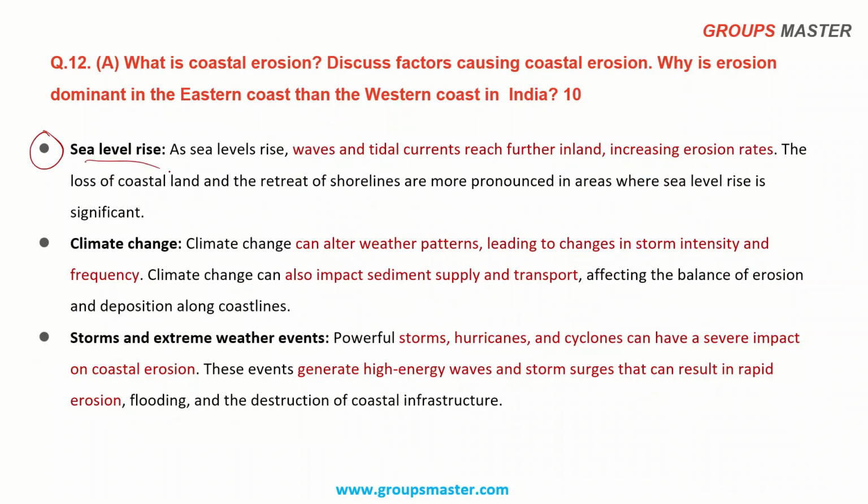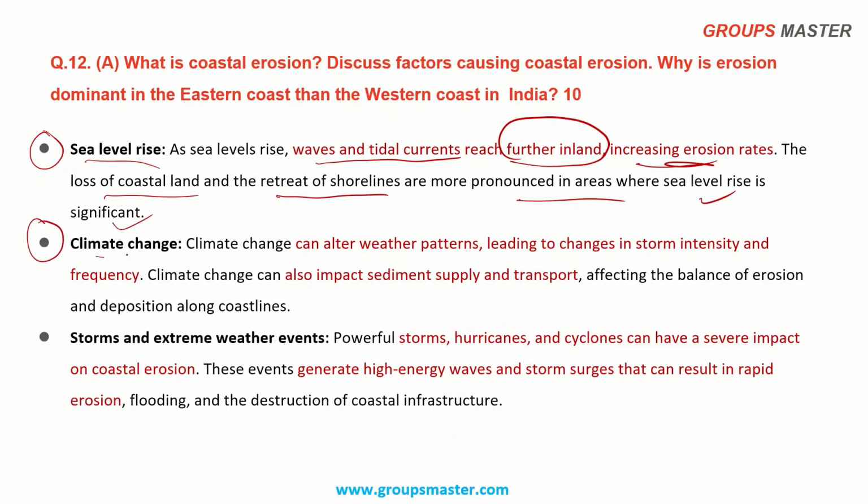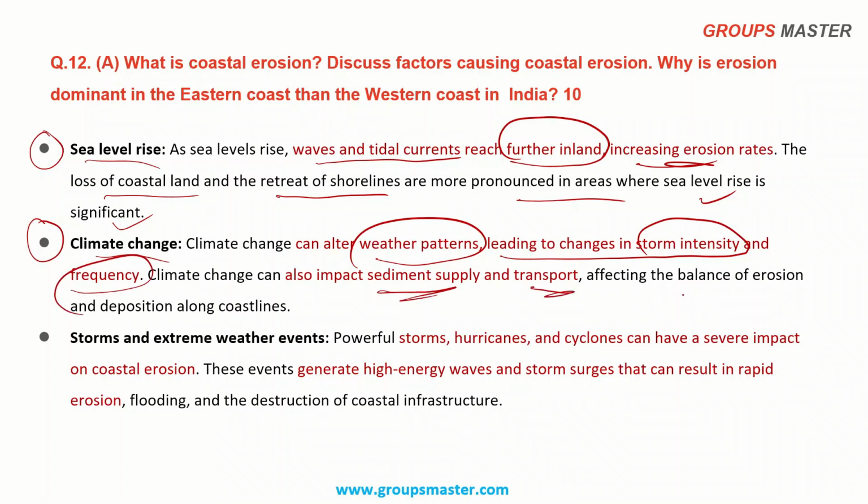Next important factor is sea level rise. As sea level rises, the waves and tidal currents can reach further inland, increasing the erosion rates. The loss of coastal land and retreat of shorelines are more pronounced in areas where sea level rise is significant. Next important factor is climate change. Climate change can alter weather patterns, leading to changes in storm intensity and frequency. So climate change can also impact sediment supply and transport, affecting the balance of erosion and deposition along the coastlines.